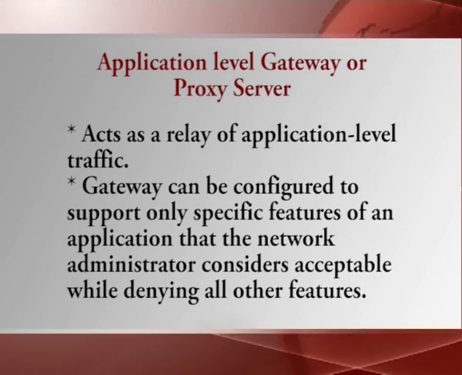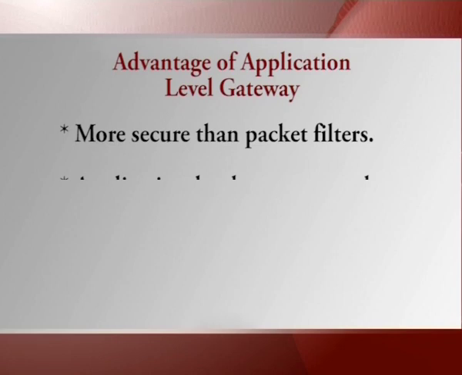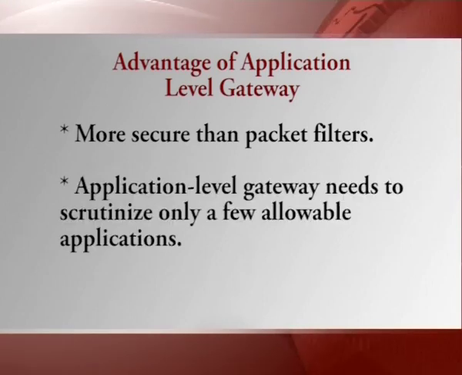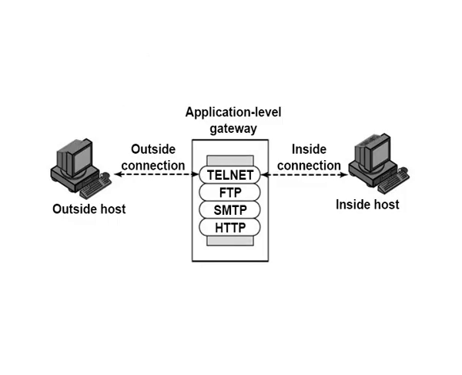Further, the gateway can be configured to support only specific features of an application that the network administrator considers acceptable, while denying all other features. Application level gateways tend to be more secure than packet filters. Rather than trying to deal with the numerous possible combinations that are to be allowed and forbidden at the TCP and IP level, the application level gateway need only scrutinize a few allowable applications. In addition, it is easy to log and audit all incoming traffic at the application level. A prime disadvantage of this type of gateway is the additional processing overhead on each connection. In effect, there are two spliced connections between the end users with the gateway at the splice point, and the gateway must examine and forward all traffic in both directions.